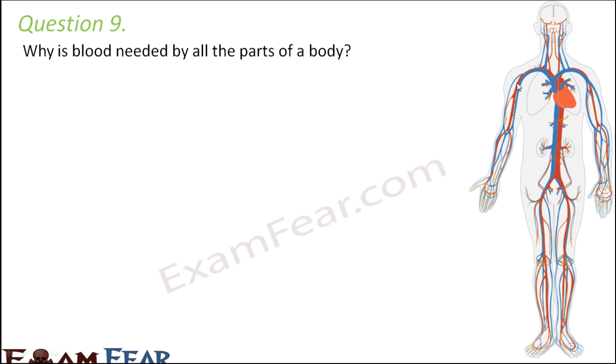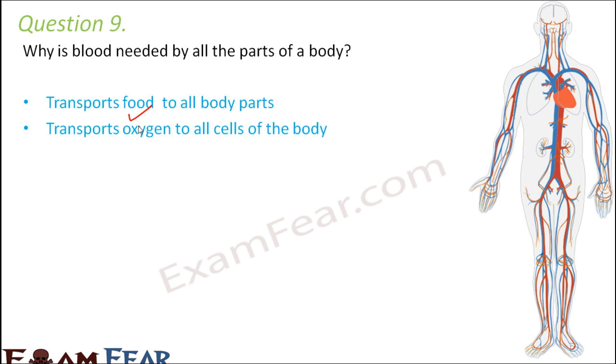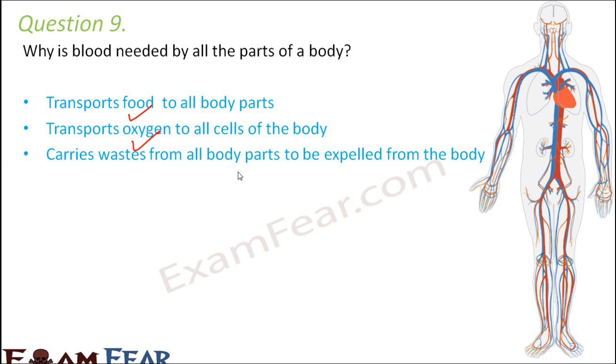Question number 9. Why is blood needed by all the parts of a body? Blood acts as a medium for circulation. It helps to transport various substances to different parts of the body. For example, it transports food. Now do you think that some part of our body will not need food? Of course not. Each and every cell of our body needs food. Therefore, each and every cell needs blood as well. It transports oxygen to all cells of the body. All cells need oxygen to undergo cellular respiration so that they can produce energy.